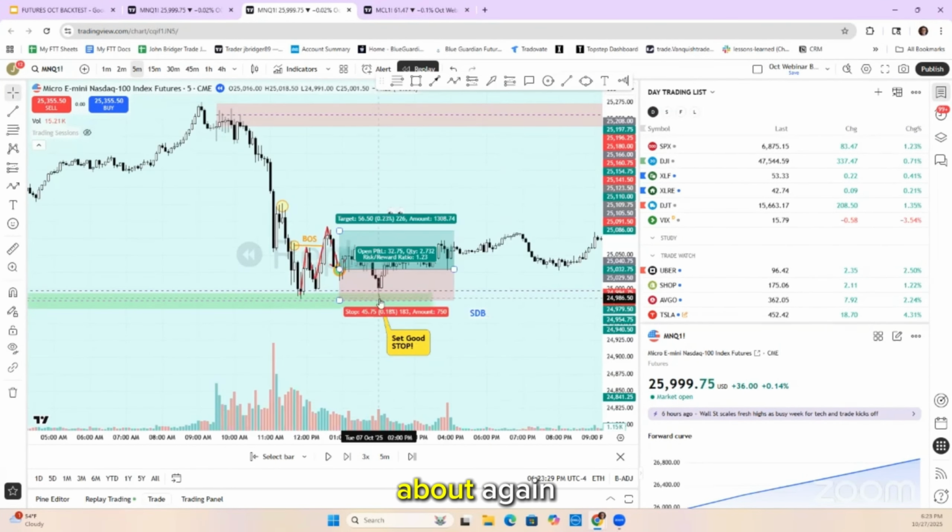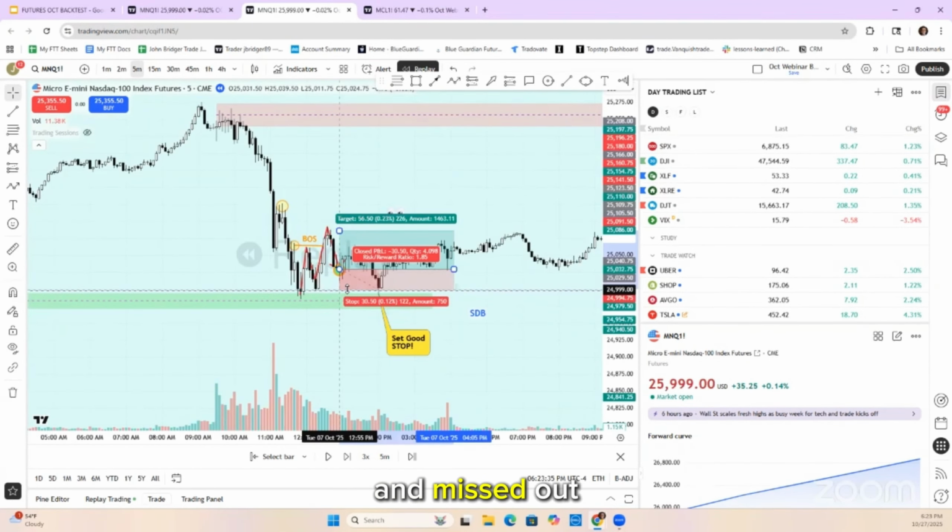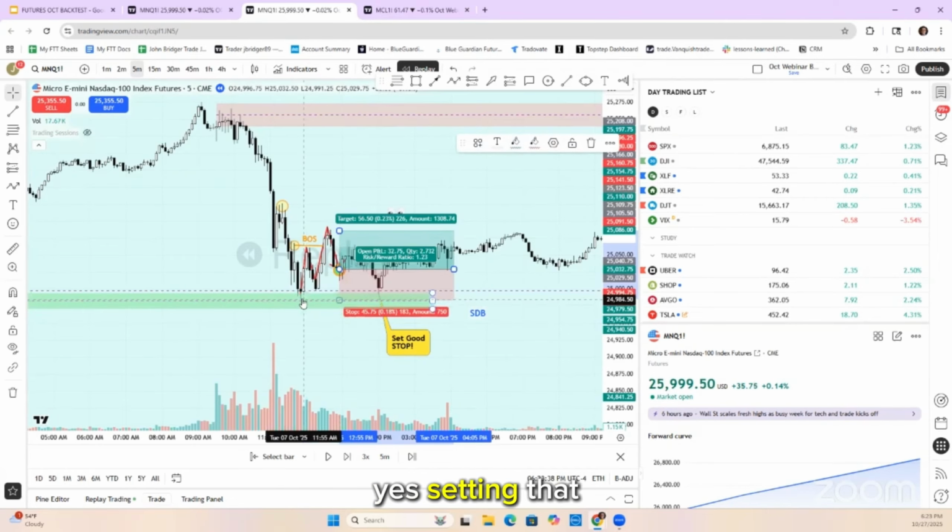But also emphasize, again, setting a good stop. If I didn't have a good stop, I would have been stopped out right here and missed out on the win. So in fact, again, setting that good stop, that base, is really important for a supply and demand trade.